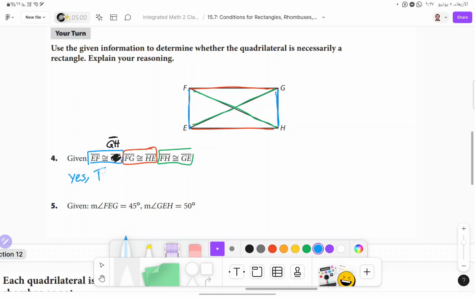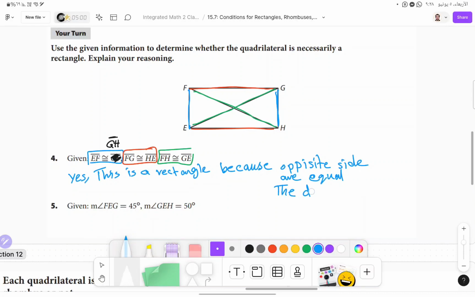Yes, this is a rectangle, because opposite sides are equal. We know that opposite sides are equal also on the rhombus and the square. But what is the thing that specializes the rectangle? The diagonals are equal.